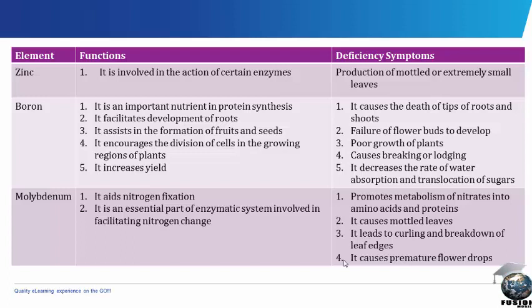nitrogen change. Deficiency in molybdenum causes a reduction in the metabolism of nitrates into amino acids and protein. It causes mottled leaves. It leads to coiling and breakdown of leaf edges, and it causes premature flower drops.